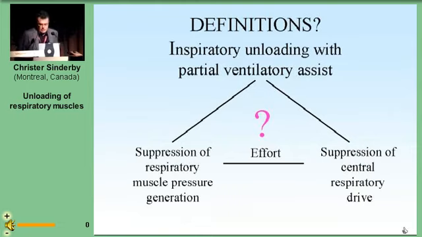Especially when we talk about unloading with, say, partial ventilatory assist, when we have somebody who is breathing at the same time as the ventilator is delivering the assist. I've tried to do this very simple, and it's going to be complex anyway. On one side we have the suppression of respiratory muscle pressure generation. On the other side, we have suppression of central respiratory drive. Now, do these coincide or are they different, separate? We don't know.